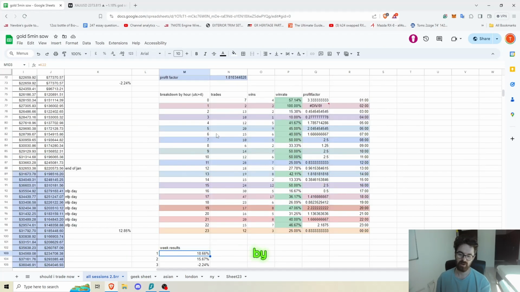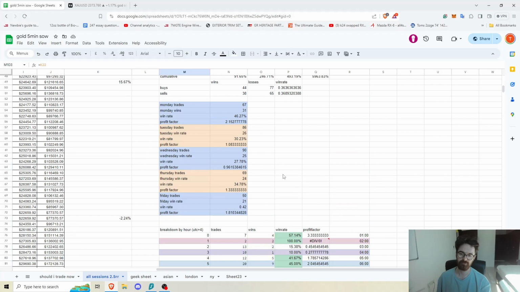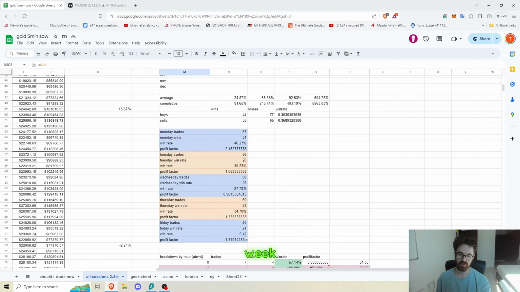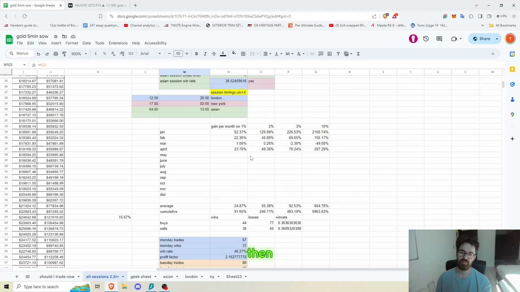We've broken it down by hour, but I will go deeper into that in a minute, as it's not inherently as useful to see each hour. You can see our day of the week, but again, I'm going to show you something that will blow your mind in a minute. And then you've got our monthly gain.